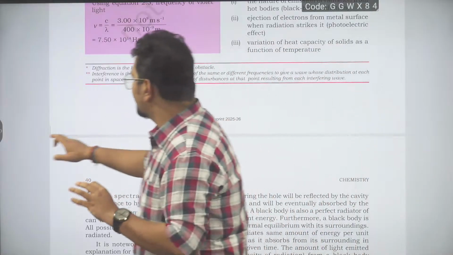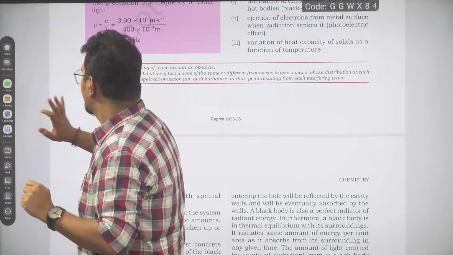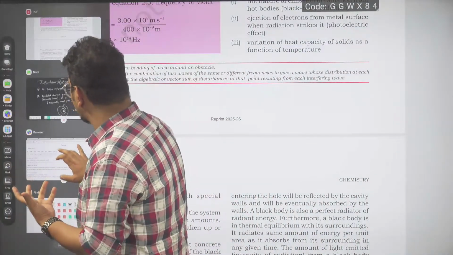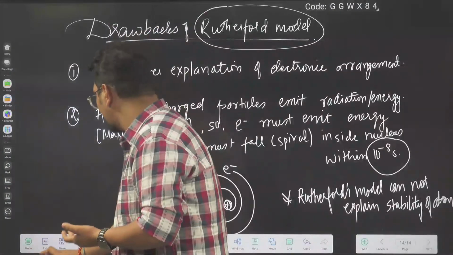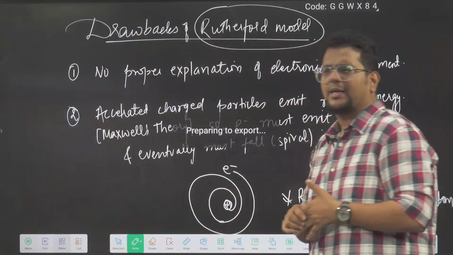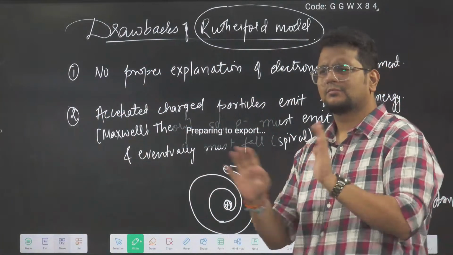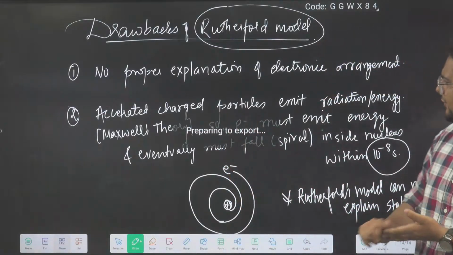Up to here it is clear. Up to what we have done, every single line of NCERT, every single theory which is required, we have covered. Next class will be numerical, and that will be the end of your weekend syllabus.